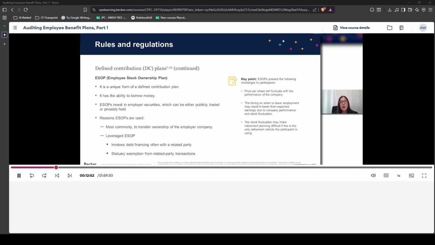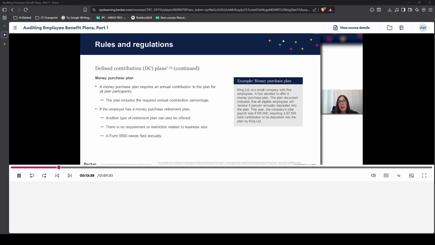As I mentioned, the leveraged ESOP is when the plan has borrowed funds to purchase additional employer securities. A couple of other things to note about the ESOP is that in most cases, the plan sponsor is a privately held entity, and therefore the employer securities that are held by the plan are going to have to be valued, and that is typically going to be performed by a specialist, so that you can then test that valuation as part of your audit of the ESOP. And the price per share of those employer securities will fluctuate based on the performance of the company.